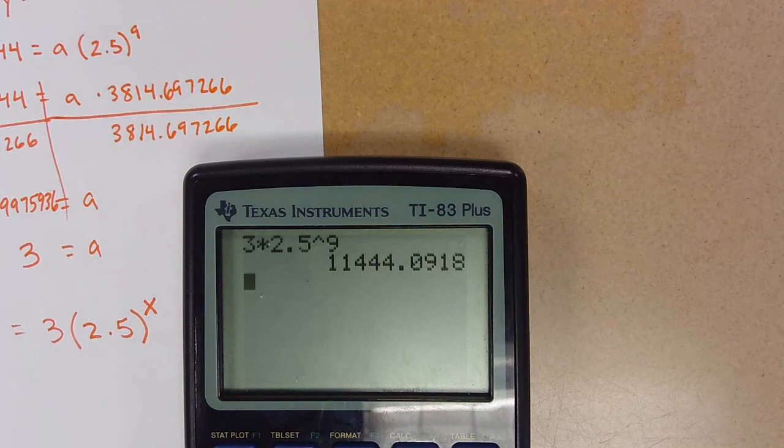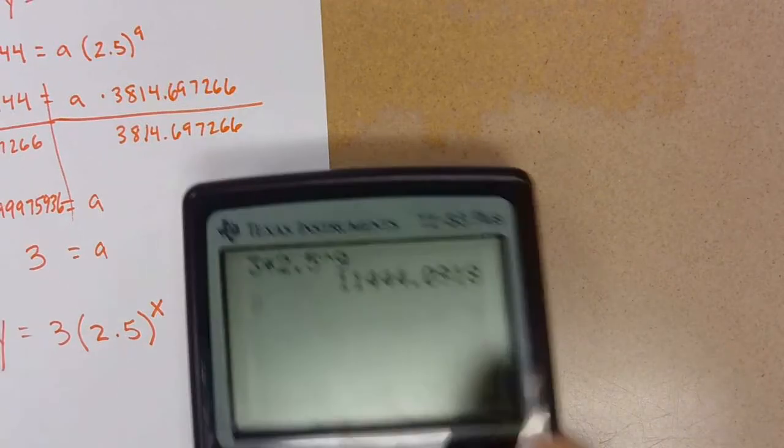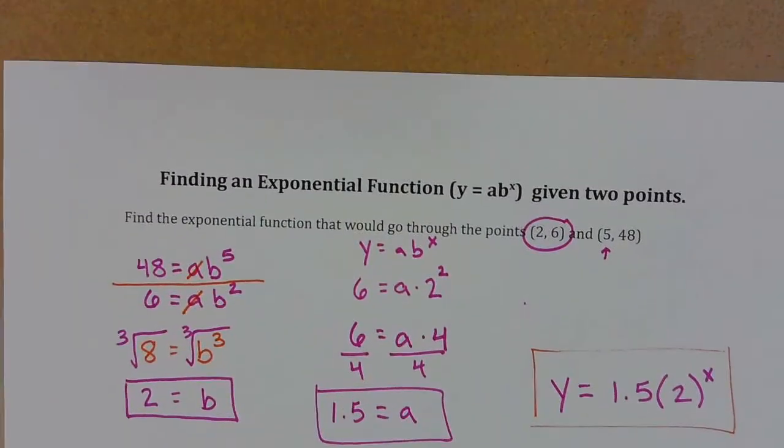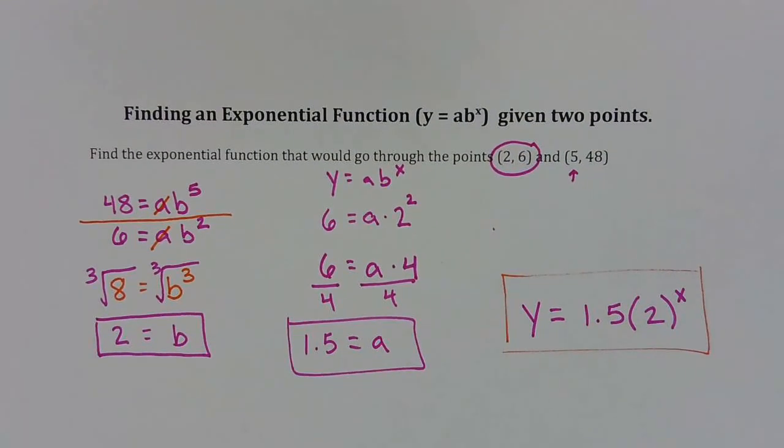And that is how we can find an exponential function given 2 points. So we've looked at given a point and an intercept, as well as given 2 points.